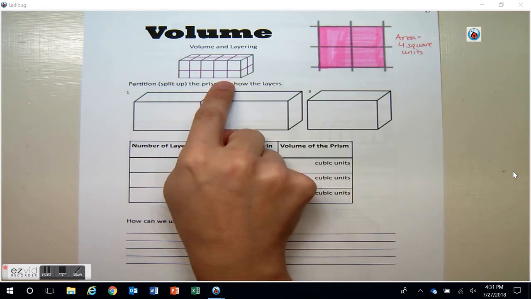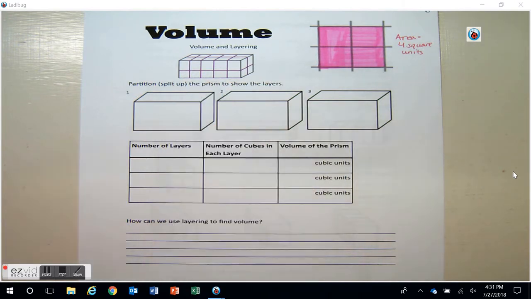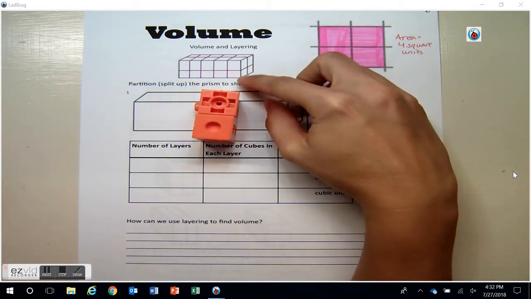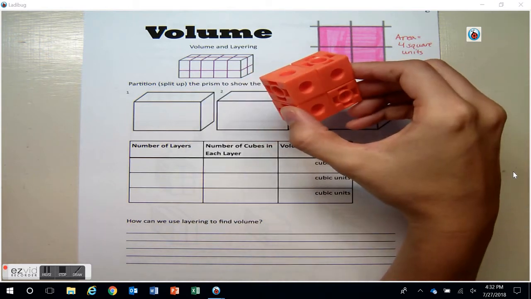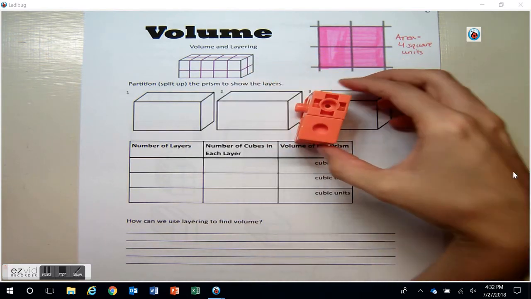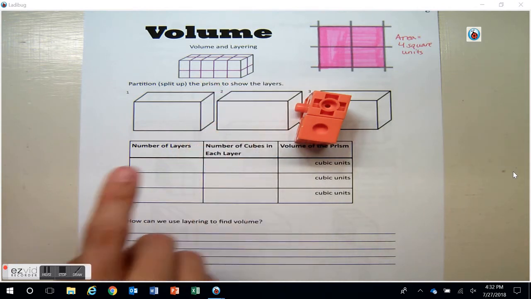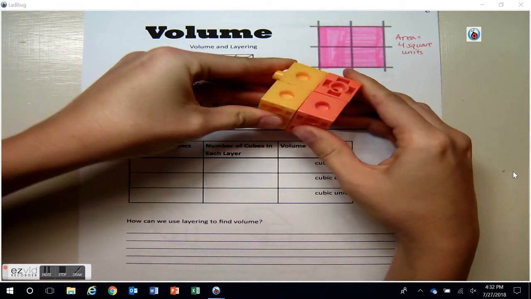If you notice, we have a right rectangular prism here. We're going to build this right rectangular prism. I want to pay attention to some of the layers in this prism. So we're going to put our first layer. I'm looking and I see the side of one of the layers is 4. So I'm going to put those 4 right here. I'm going to add another layer to that. That other layer right here.